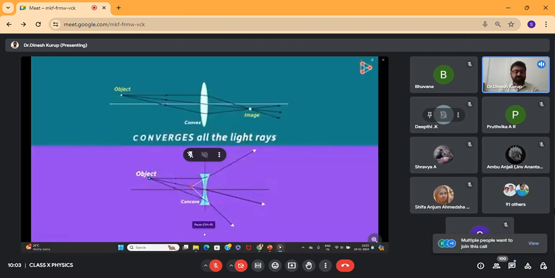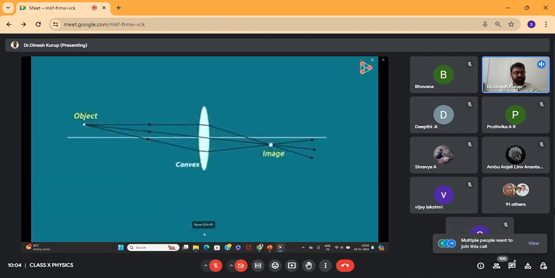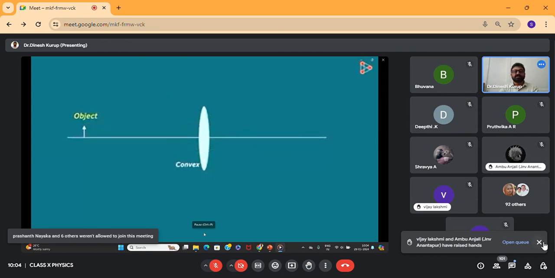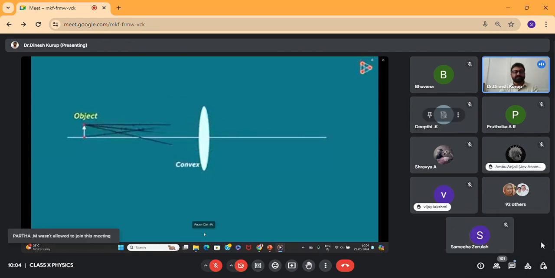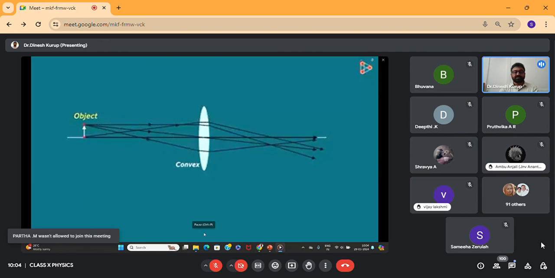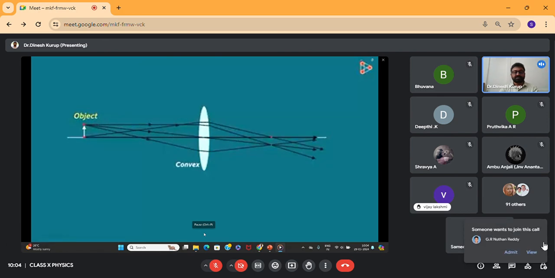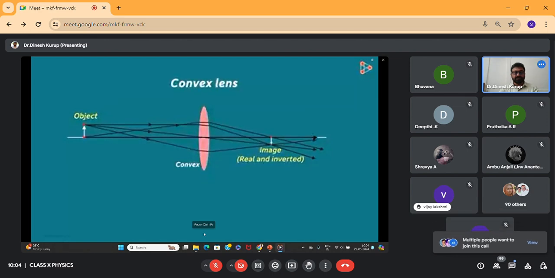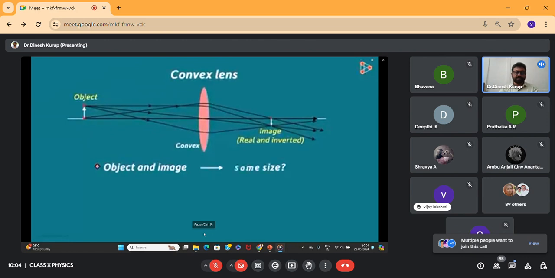Now let's look at both the lenses side by side. The convex lens converges all the light rays from a point object, and the concave lens diverges them. But usually our objects are big and not just a single point. So let's use an arrow to denote an object. We take points on the arrow, find the image for each point, and join all the image points together to get the complete image. This is a real and inverted image, formed when a convex lens is used.